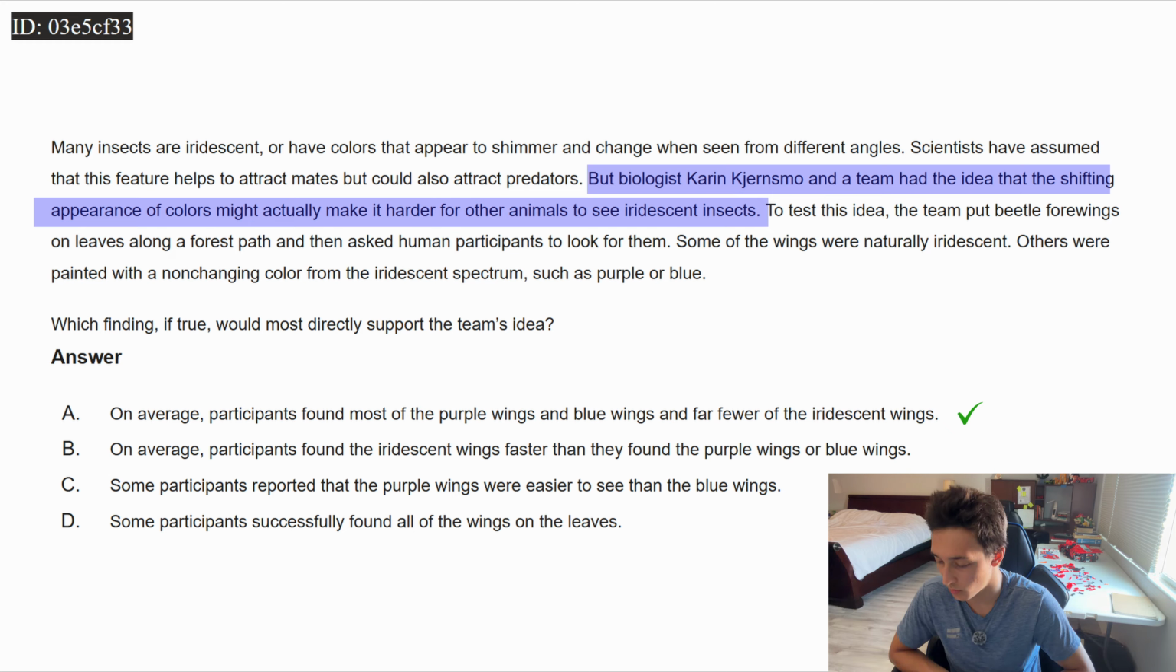Some participants reported that the purple wings were easier to see than the blue wings. That's not inclusive of the iridescent wings. Some participants successfully found all of the wings on the leaves. That's also not really proving anything. That's actually refuting the team's idea. It's not supporting it. Let's move on.